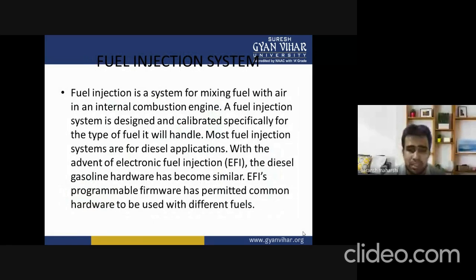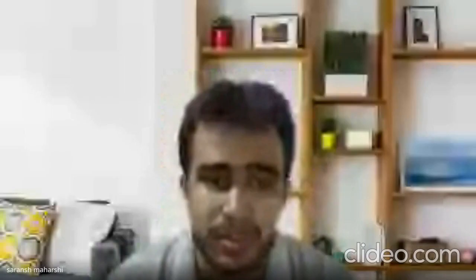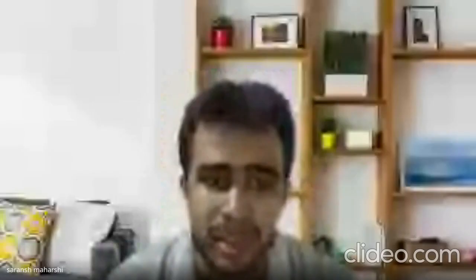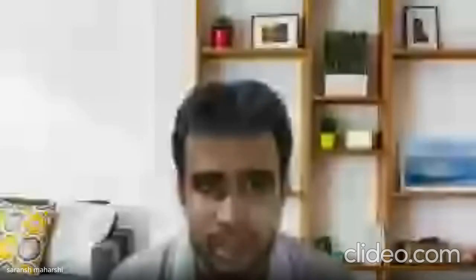With the advent of electronic fuel injection, the diesel and gasoline hardware has become similar. EFI's programmable firmware has permitted common hardware to be used with different fuels, and with objectives like power output, efficiency, reliability, cost, maintenance cost, diagnostic ability, and the range of time.